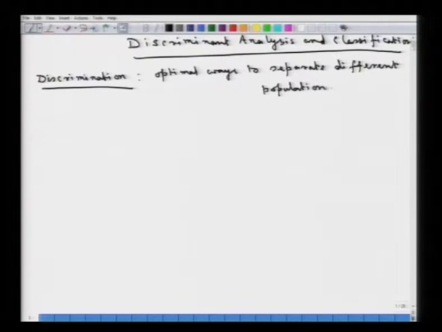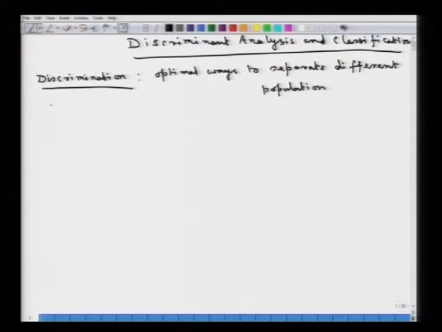By stating that we are trying to find out optimal ways to separate different populations, what we mean is what I tried to explain at the very beginning: we have multidimensional observations, possibly coming from pi 1, pi 2, up to pi k, such k populations. We are trying to look at what sort of function would be best in order to discriminate multidimensional observations coming from different populations.